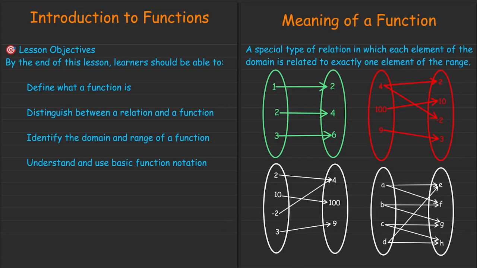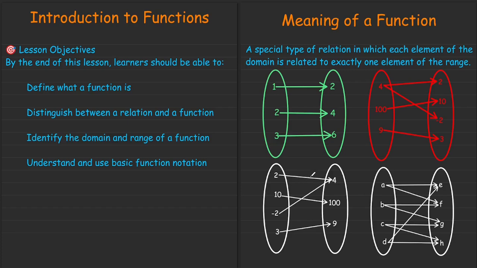If you look at this, on the other hand, we have one element being mapped to just one. This one element is also mapped to just one. This one element is also mapped to just one. This one element is also mapped to just one. Even though when we look at the range, two elements are being mapped to the other, that is not the basis of justifying whether a relation is a function or not.